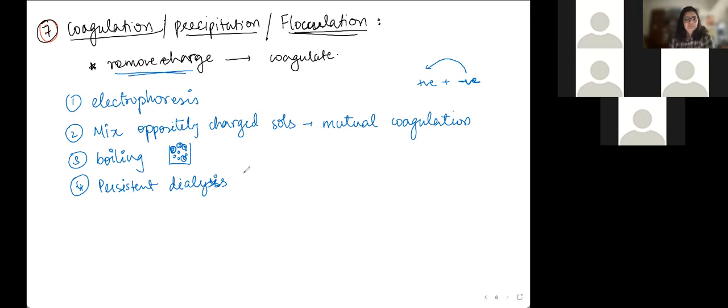Yes, ma'am. Okay. So dialysis is a way of purifying colloids. You're removing particles that are not related, especially in electrodialysis, using electricity to remove certain charged particles. Persistent dialysis: this is when you do dialysis for a prolonged period of time.